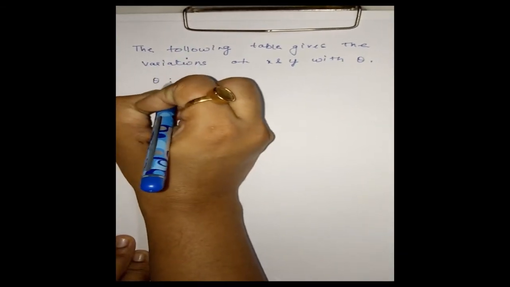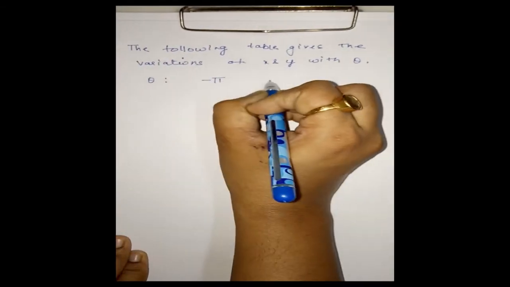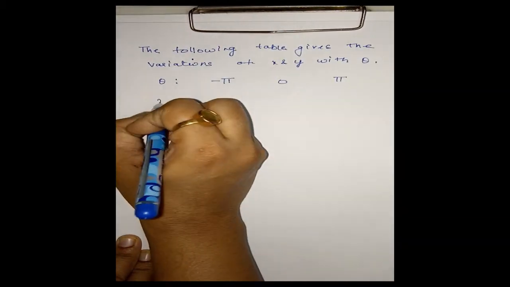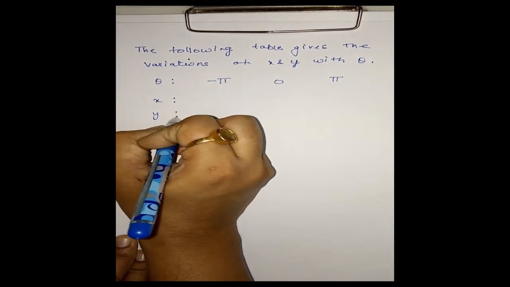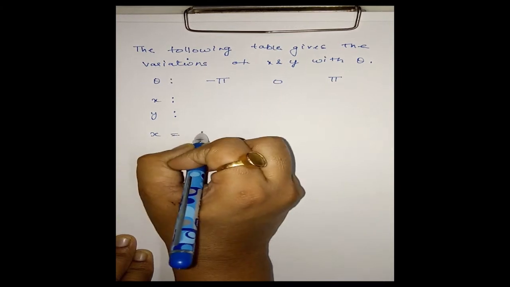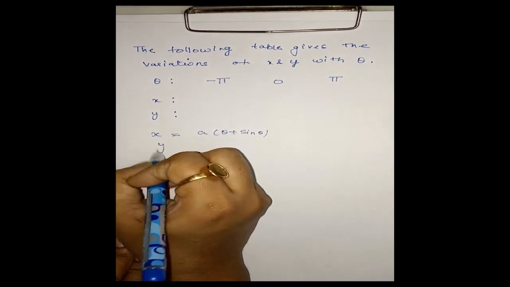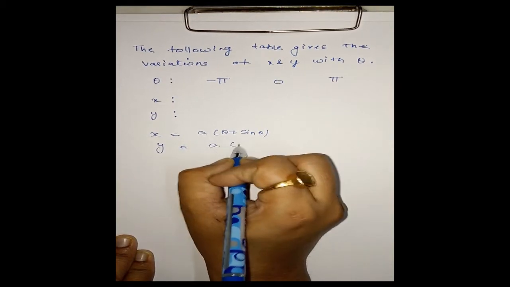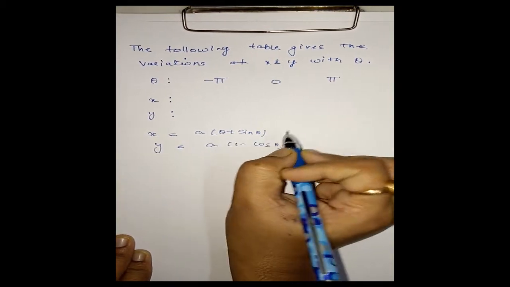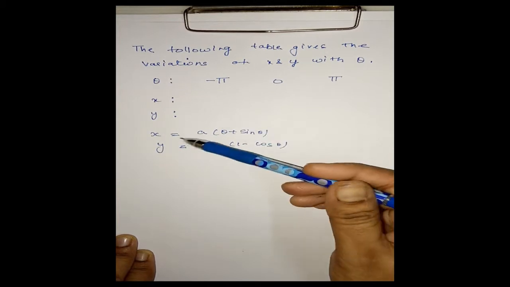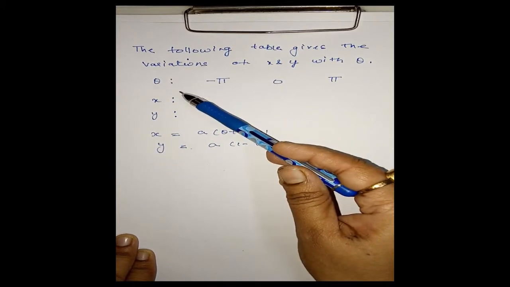Let theta be minus pi, 0, pi. Then we have to find x and y. Now here x is a theta plus sine theta and y is a 1 minus cos theta. Now we have to find the values for x and y on giving values to theta.